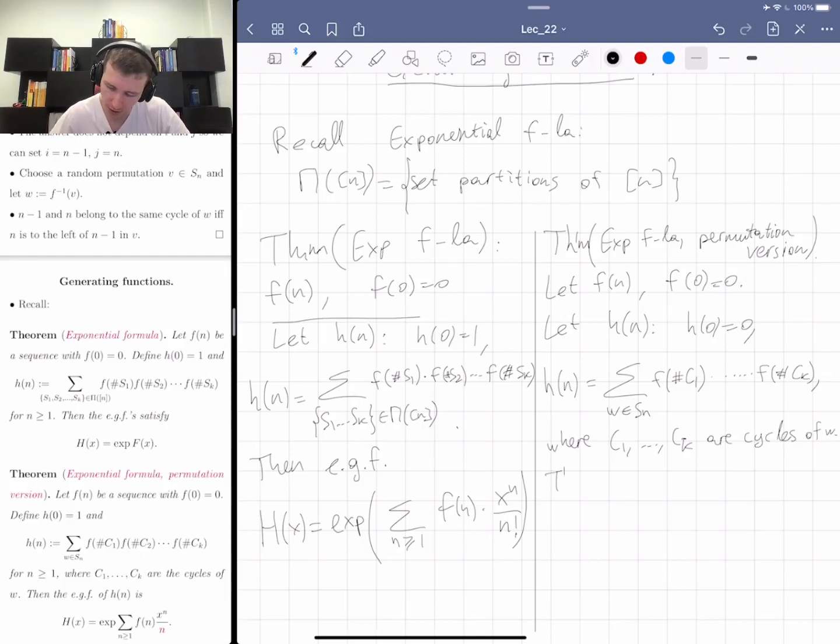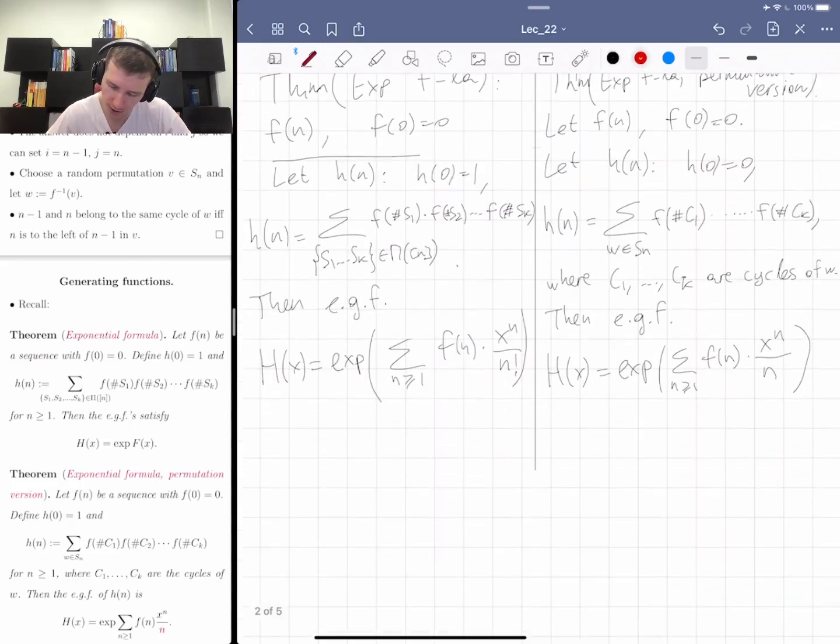And then the conclusion is that the exponential generating function h of x is the exponential of the sum over n from 1 up to infinity, f of n times x to the n, but now here I'm going to divide by n. So the difference is n factorial versus n. That's the only difference between these two formulas.